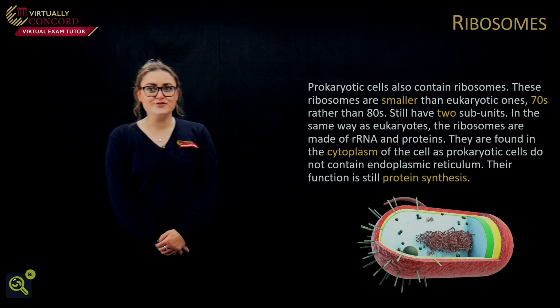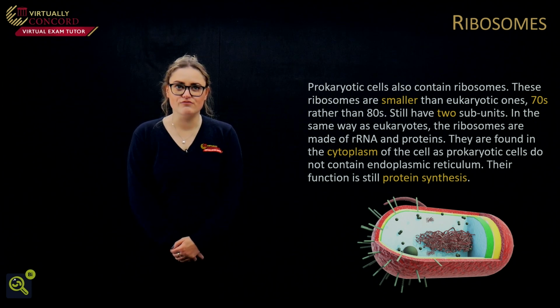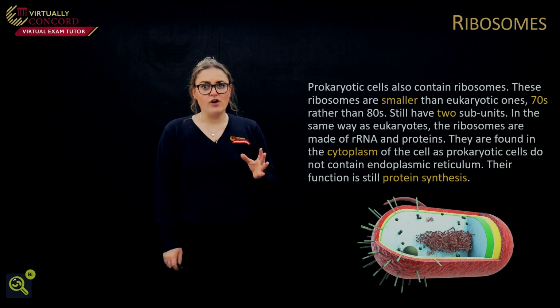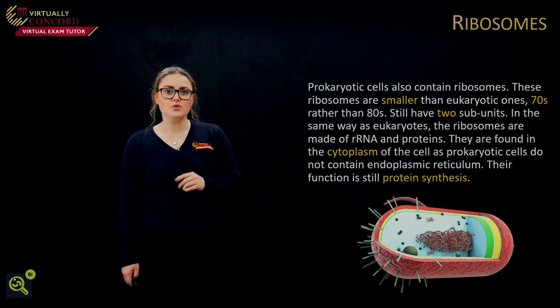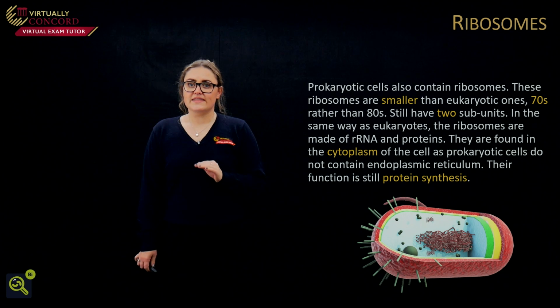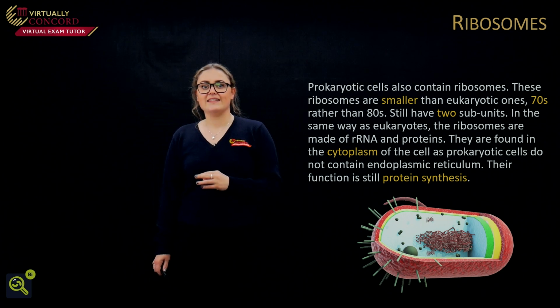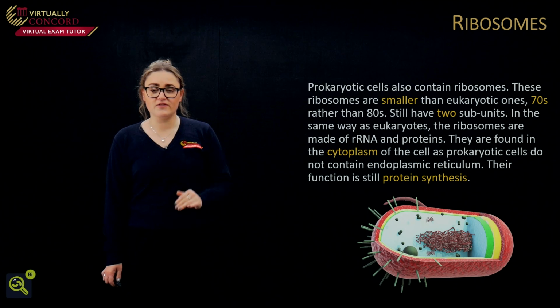Our prokaryotic cells don't contain any membrane-bound organelles, but they do contain ribosomes. Now, they have ribosomes in the same way eukaryotic cells do, but they are smaller. So they are called 70S ribosomes instead of 80S ribosomes. They still have two subunits, and they are still involved in protein synthesis. Okay, so they have the same function.